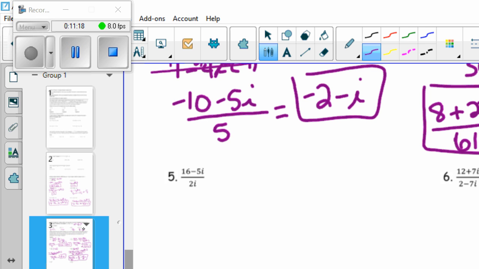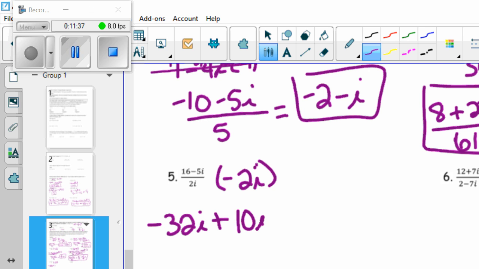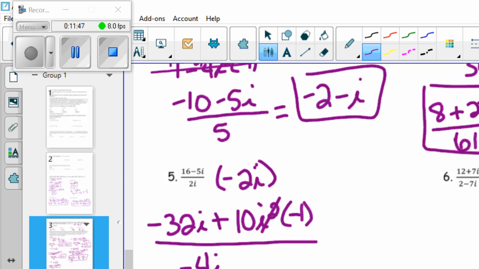All right, number 5. 16 minus 5i divided by 2i. Notice in the denominator it's just a 2i. My conjugate is negative 2i. That's what I'm multiplying top and bottom by. So on top, 16 times negative 2i gets me negative 32i. Negative 5i times negative 2i gets me plus 10i squared. I know that i squared is going to become a negative 1. All over, now I just multiply 2i times negative 2i gets me negative 4i squared.